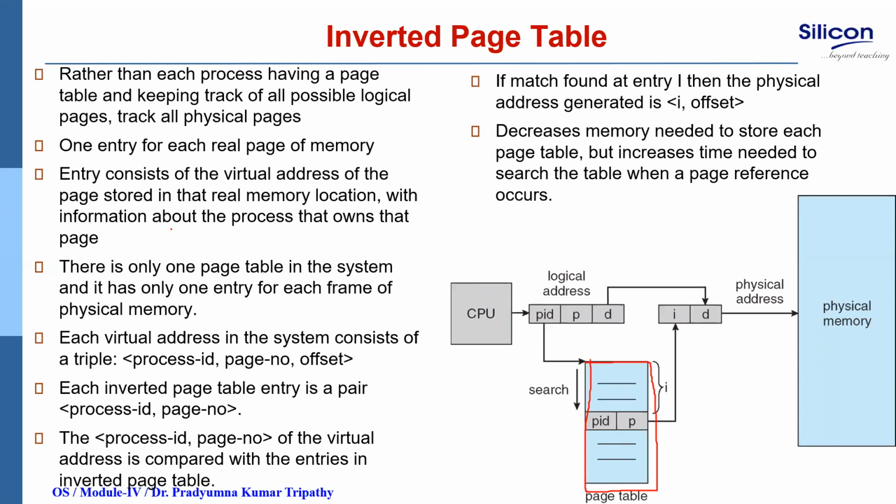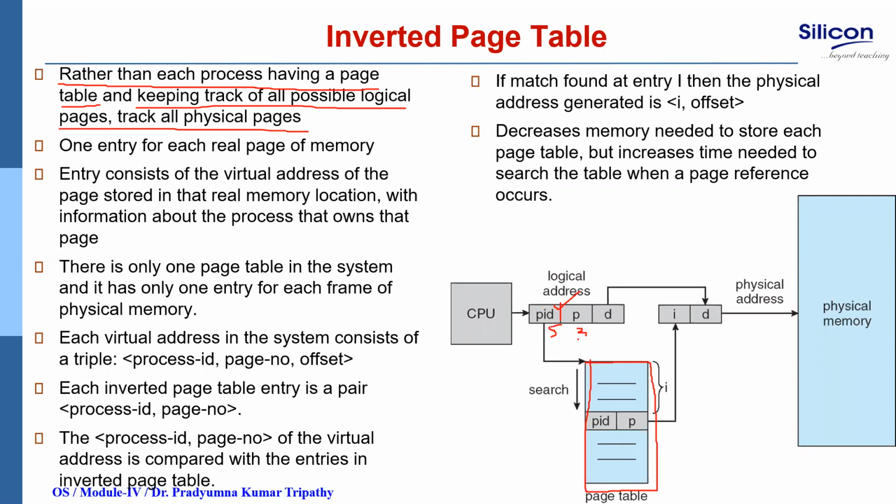So rather than each process having a page table, we will not create a page table for every process, keeping track of all possible logical pages. Instead, we will have one page table over here. Now if I say page number 1, there might be multiple processes having page number 1. So how will you know page number 1 is for which process? Along with the page number and displacement, we'll also give the process ID.